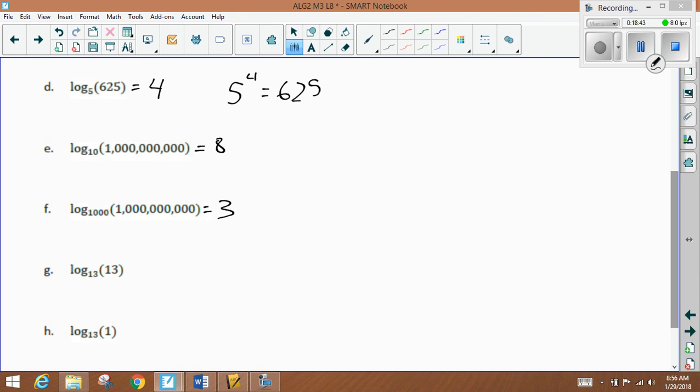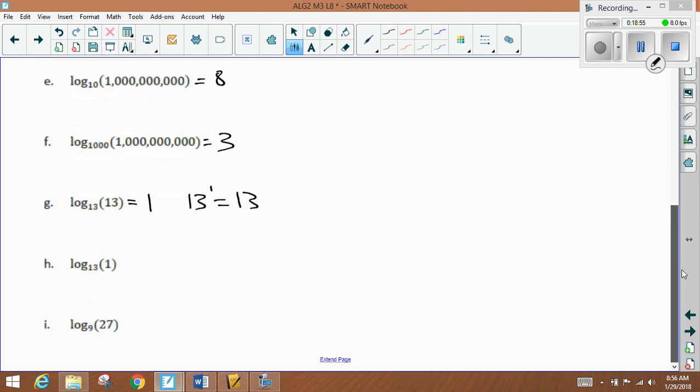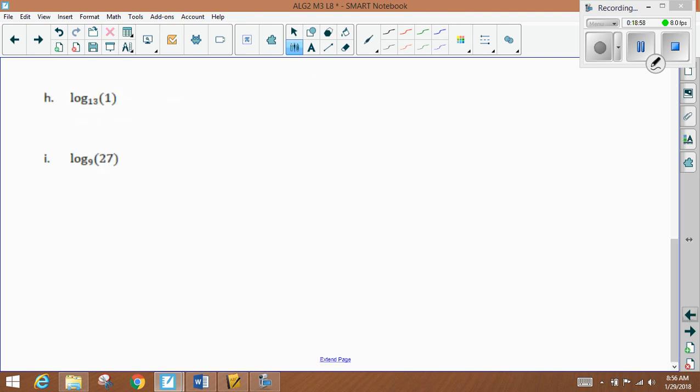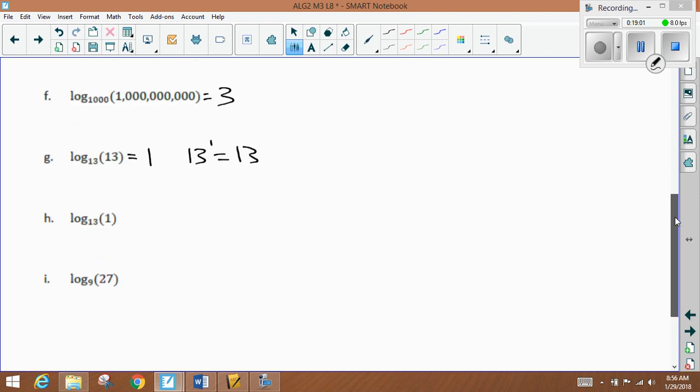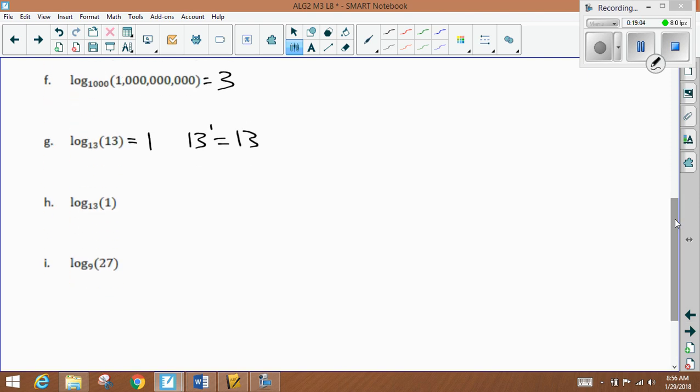13 to what power is 13? 1. So we could write that as 13 to the 1st power equals 13. Alright, how about 13 to what power is 1? 0. So we could say that 13 to the 0th power equals 1. It looks like we kind of have a rule there, right? It doesn't matter what our base is of our log. If we have a 1 in there, the answer is always 0, right?